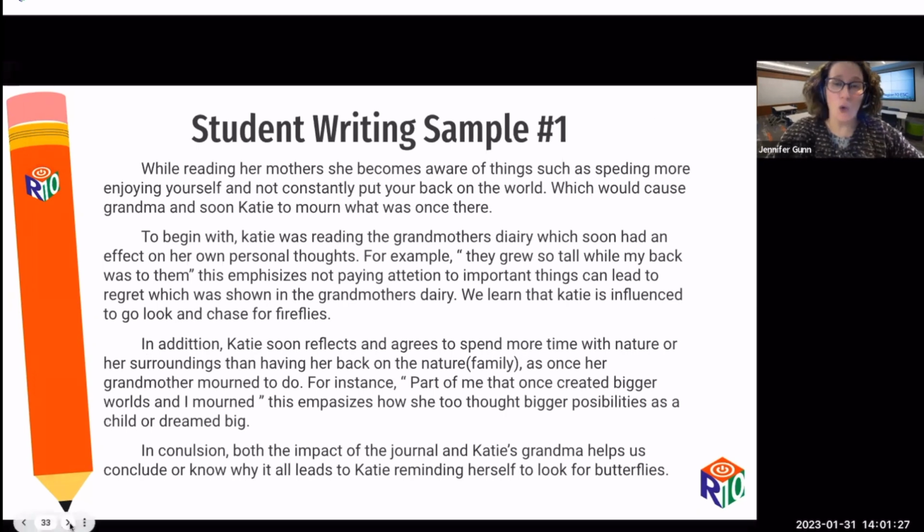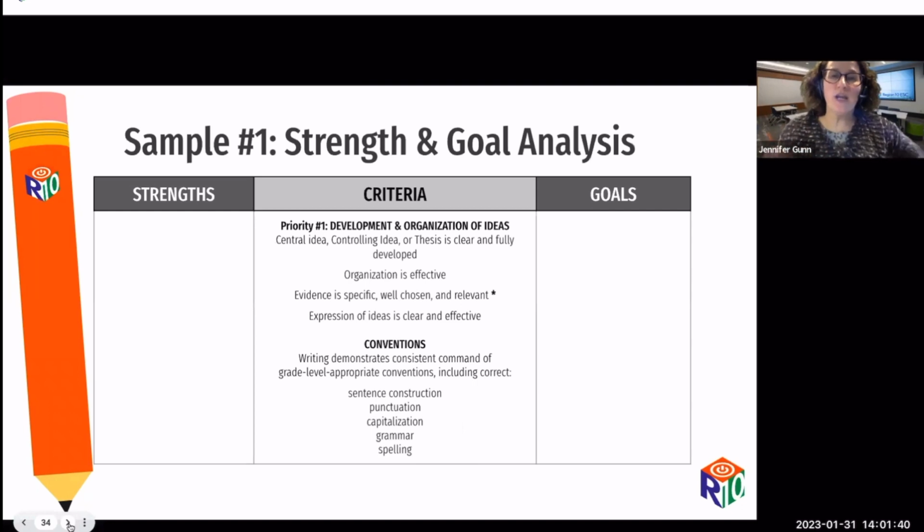All right, so I'm going to walk you through how the strength goal chart might be utilized, and then we're going to check those scores that you have assigned sample 1. When working with the strength goal chart, you want to try to focus on priority number 1, development and organization of ideas. It's clear that that student in sample 1 made a lot of convention missteps, but that's not where the feedback needs to be right now.